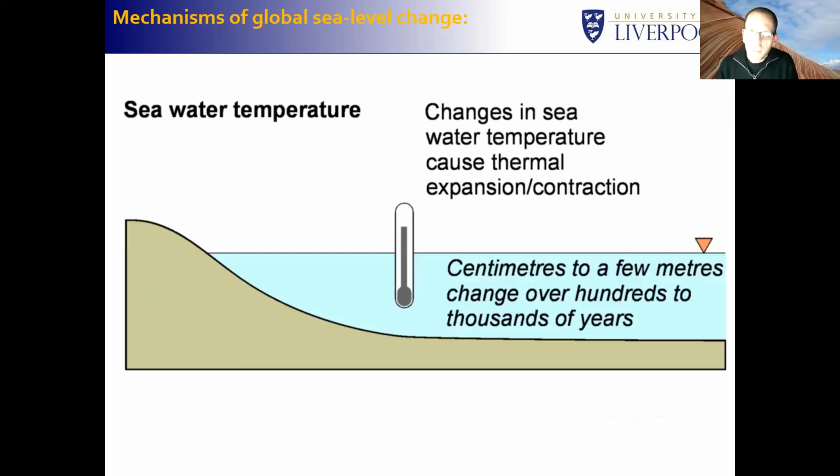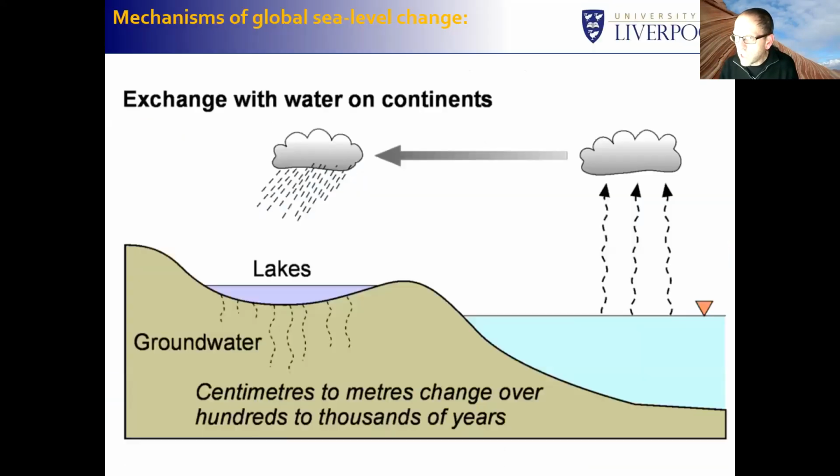So if the temperature of the oceans changes, that will change sea level. And the reason is because the water body, when it changes temperature, either contracts as it cools or expands as it heats up. Okay, and this is a rate of change of centimeters to a few meters over hundreds to thousands of years. Now, so far, because of anthropogenic global warming, most of the sea level change that we observe is because of this effect, right? So far as scientists can determine anyway. Okay, and I'll show you some curves that show that shortly, right? So seawater temperature is one way that we can change global sea level.